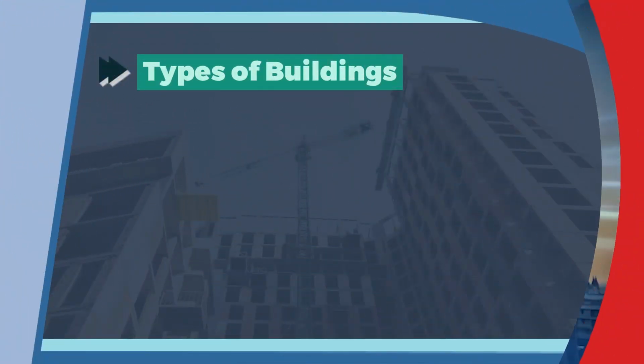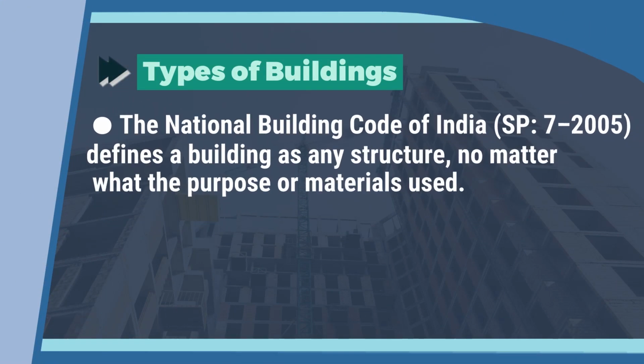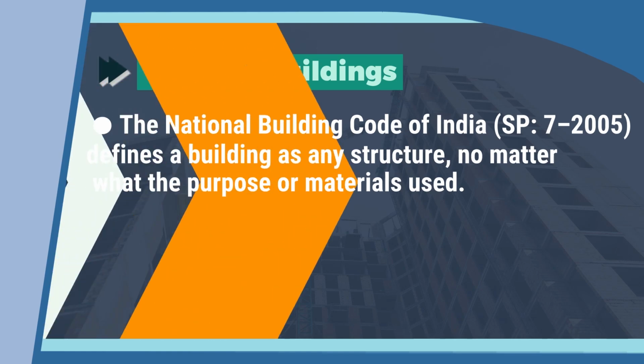Then what are the various types of buildings? The National Building Code of India, which is SP 7 2005, defines a building as any structure no matter what the purpose or the material used. This includes all parts of the structure such as foundations, walls, floors, roofs and chimneys, plumbing and other building services. It also covers fixed platforms, verandas, balconies, cornices, projections and any part of the building or anything attached to it.